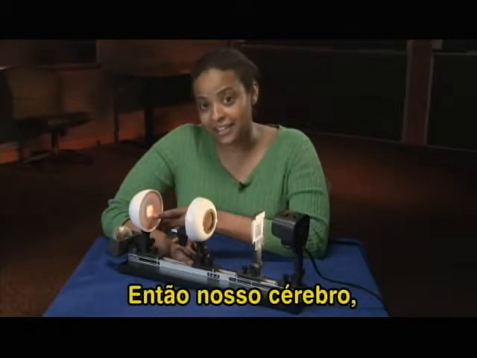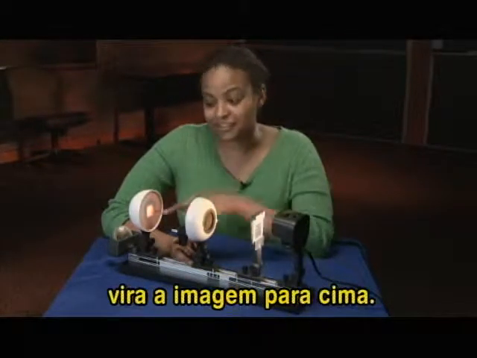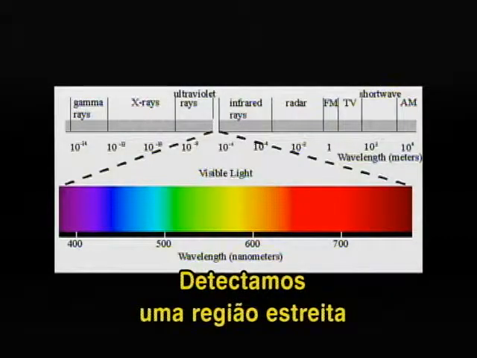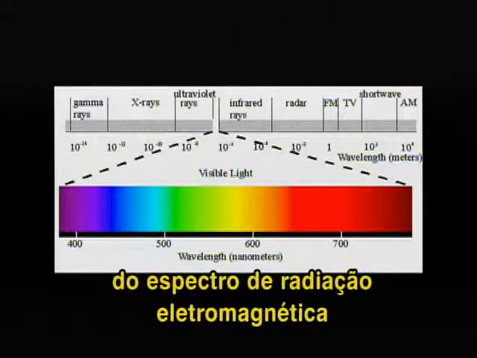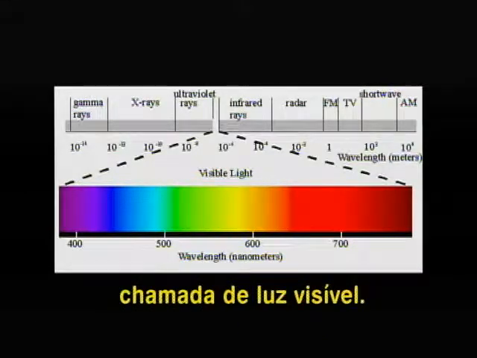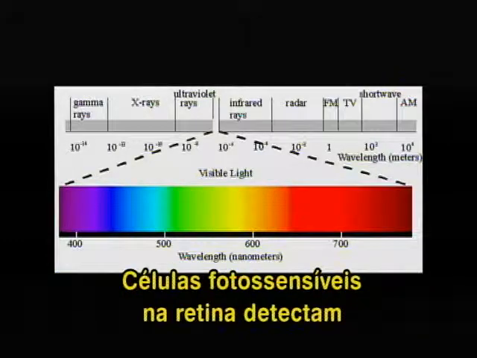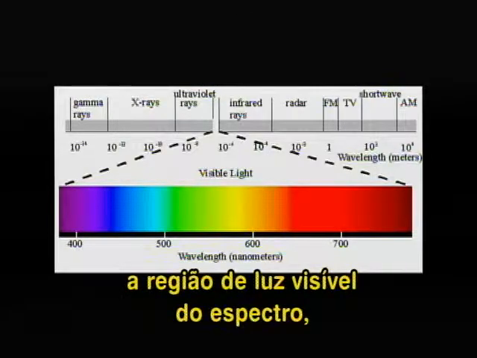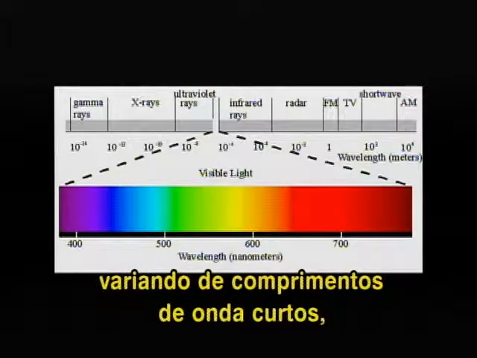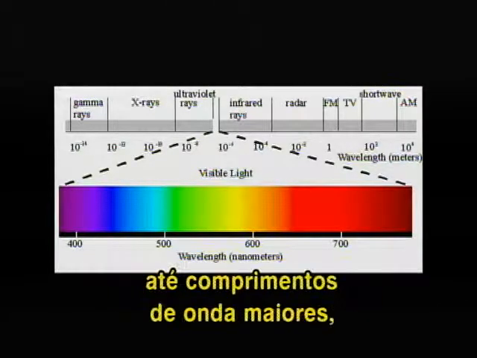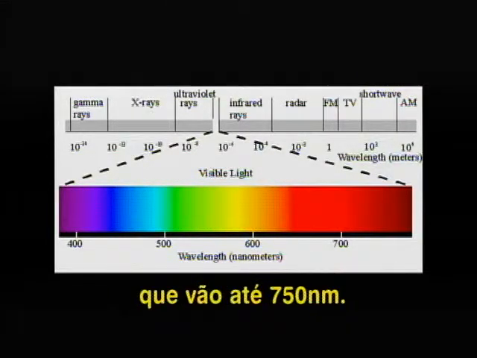And then our brains, as great as they are, flip this image right side up. We detect a narrow region of the electromagnetic radiation spectrum called the visible light region. These are the wavelengths that are visible to the human eye. Photosensitive cells in the retina can detect the visible light region of the spectrum, ranging from short wavelengths, starting at about 390 nanometers, to longer wavelengths, ending at about 750 nanometers.